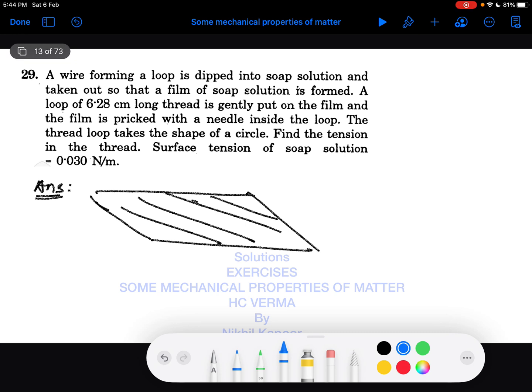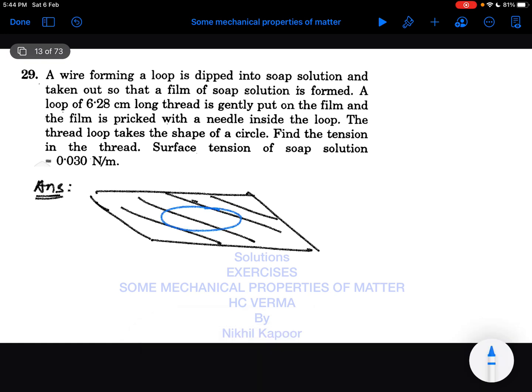A loop of 6.28 centimeter long thread is gently put on the film. So here the loop is gently just put on the film, so that on the outer surface as well as on the inner surface there is a force of surface tension. The thread loop, now the film is pricked with a needle inside the loop. So with the help of the needle, inside the loop the film is pricked, it is broken.